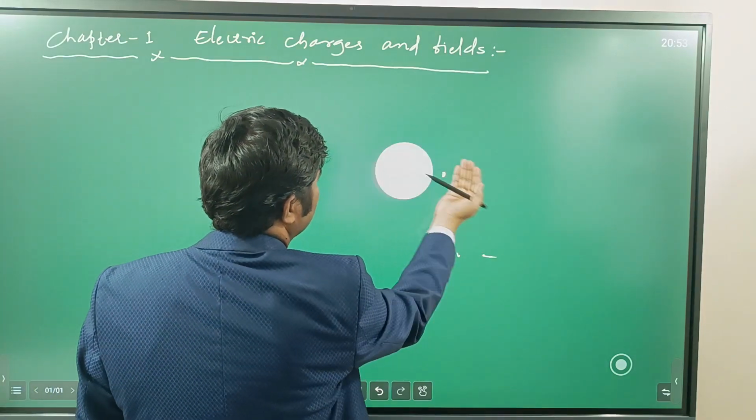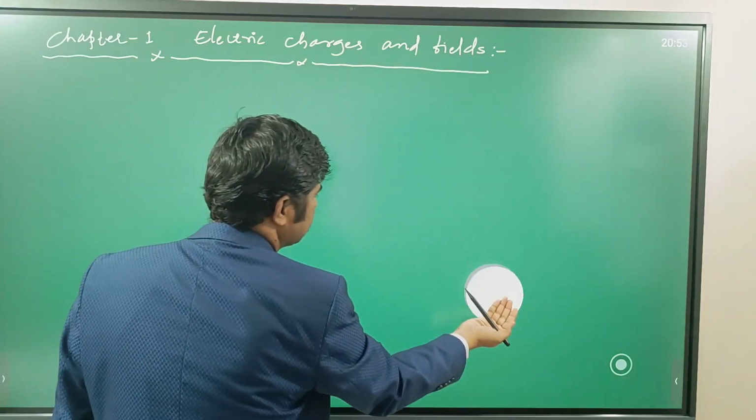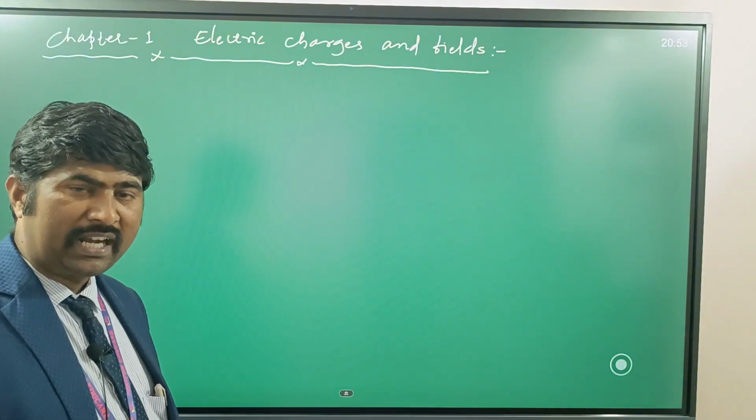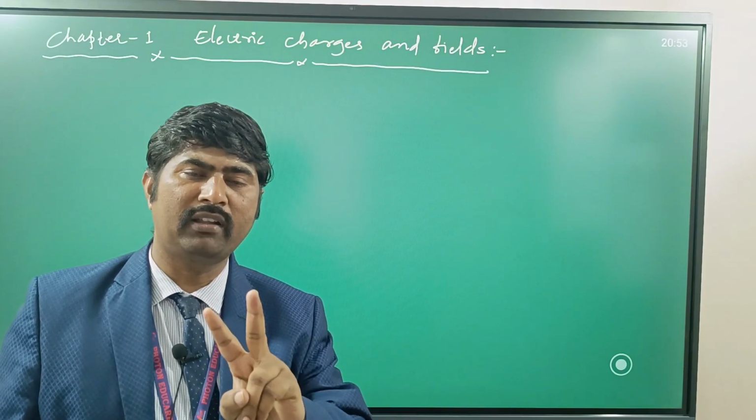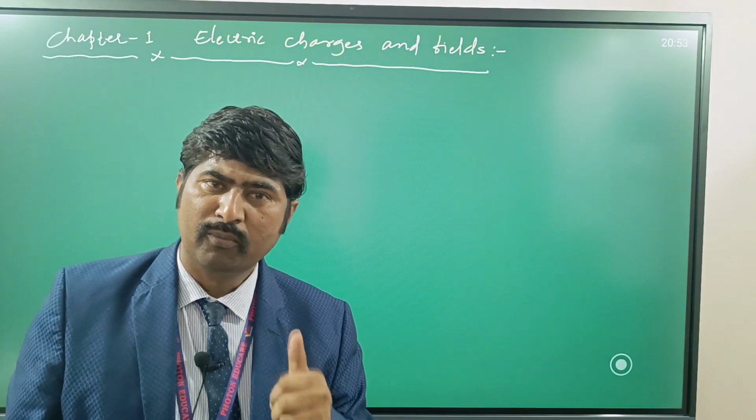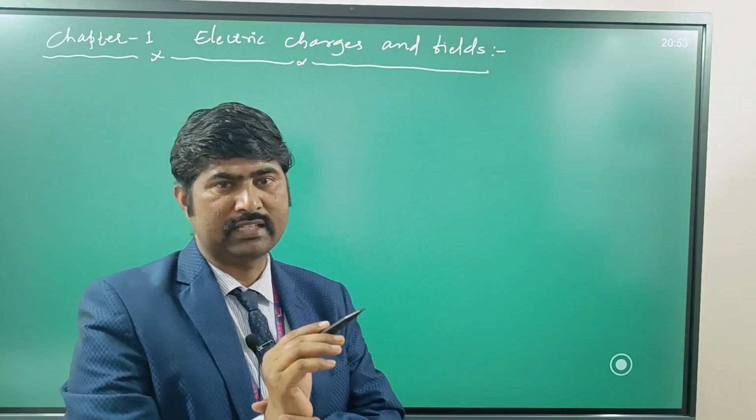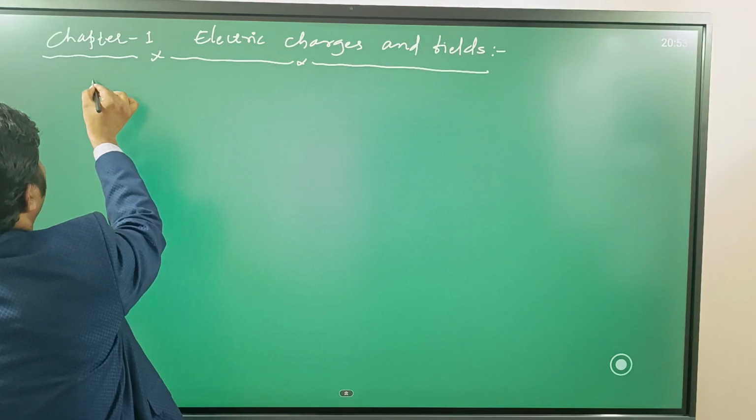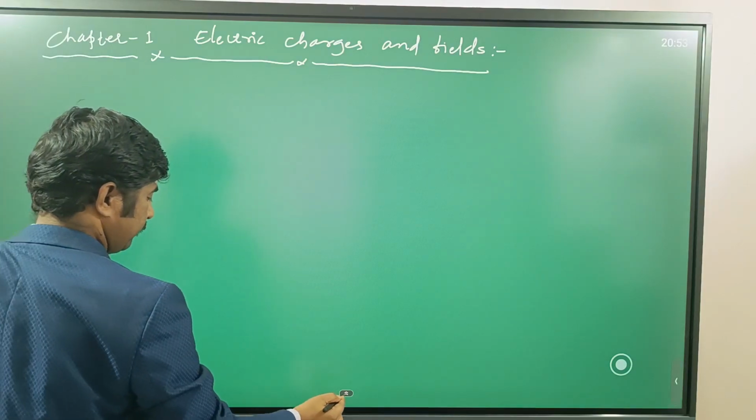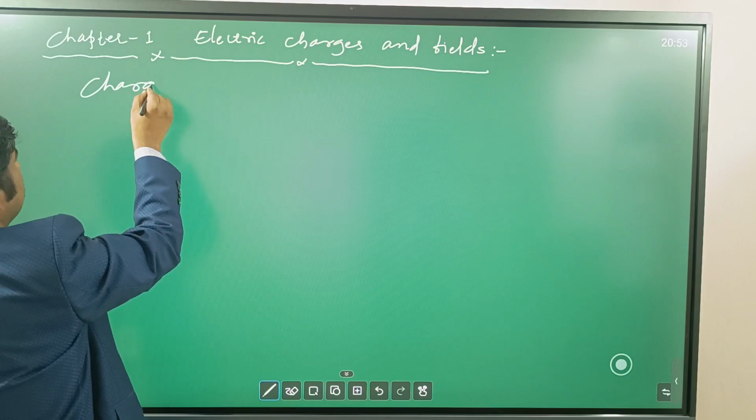So as I told you, matter is composed of atoms. The central part of the atom is called the nucleus, and inside the nucleus there are two important fundamental particles. They are called protons and neutrons, and electrons are revolving around the nucleus. So as far as charge is concerned, what is meant by this charge?